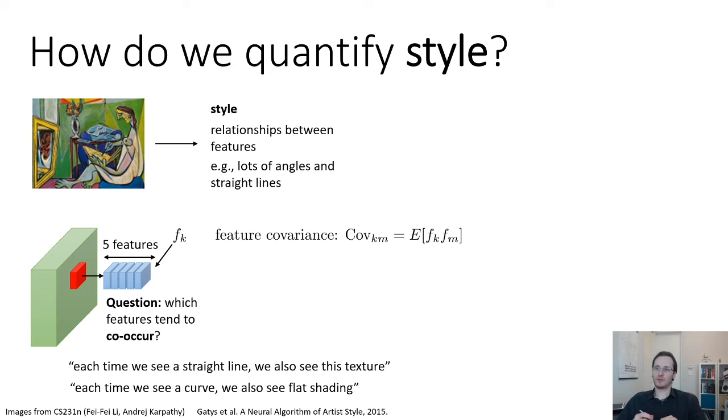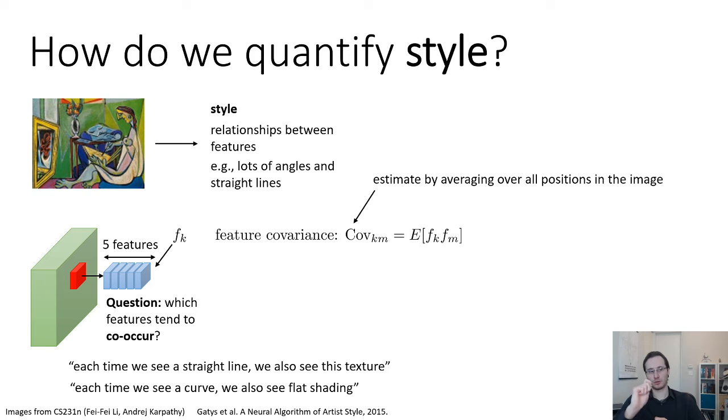One of the ways we can quantify it is by building a feature covariance. So for two features, K and M, where features here are filters, for two different filters K and M at a particular layer, you can compute the expected value of their product. The expectation is taken over different positions in an image. So this is for a single image, for a single painting. Go over every position in your activation map, and over all the positions, average together the product of those two features. And if the features tend to occur together, then their products will be very large.